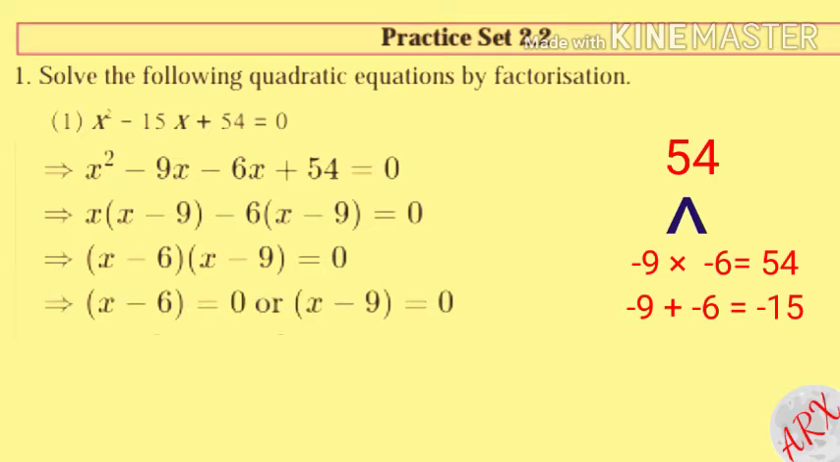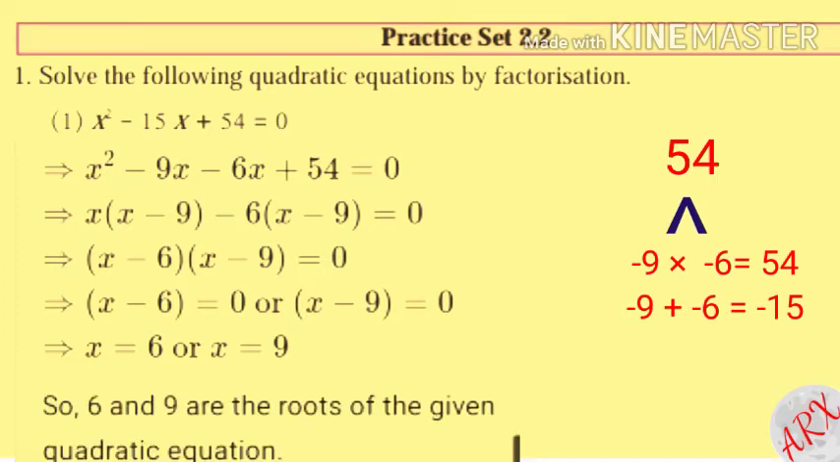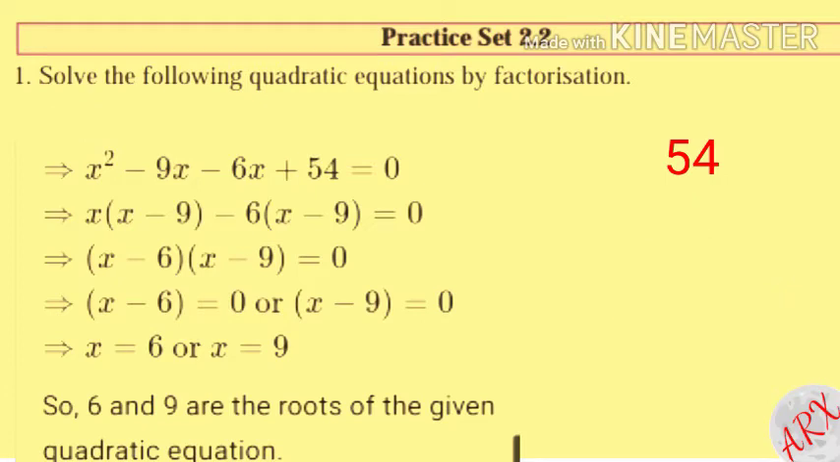Now equate both the brackets to 0. So x minus 9 equal to 0 or x minus 6 equal to 0. After solving we will get x equal to 9 or x equal to 6. Therefore, 9 and 6 are the roots of the given quadratic equation.